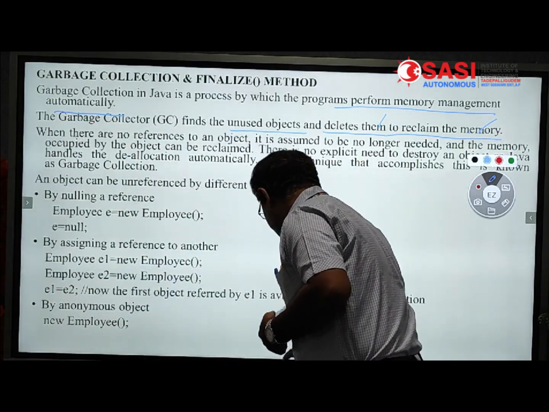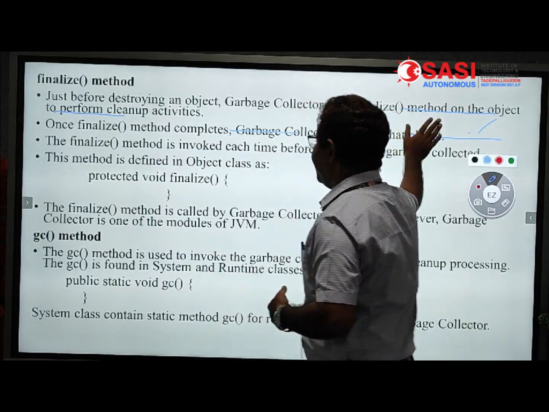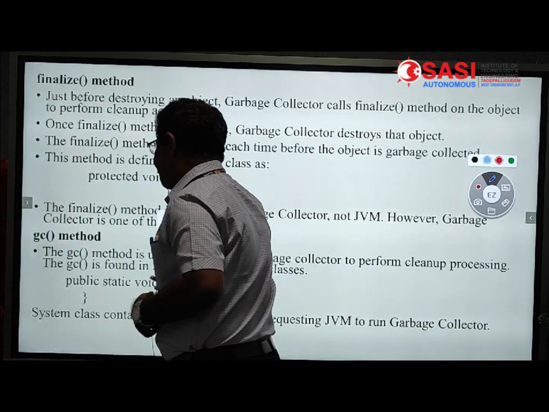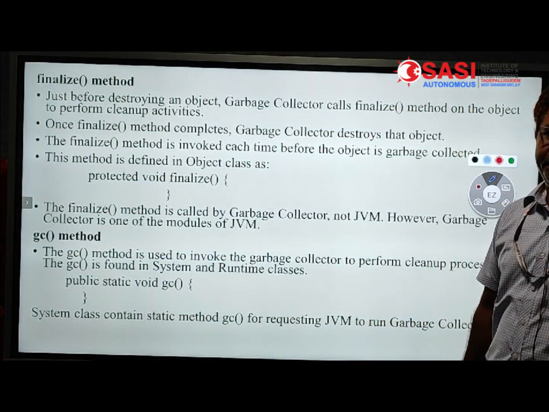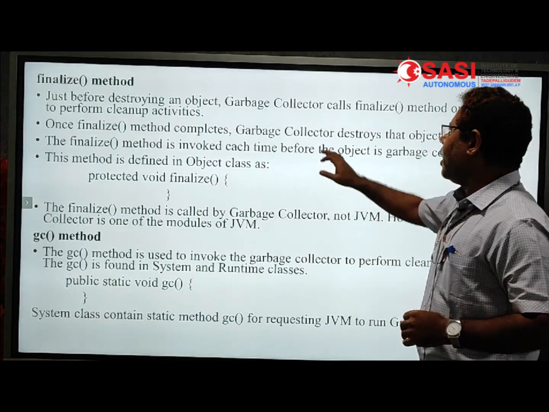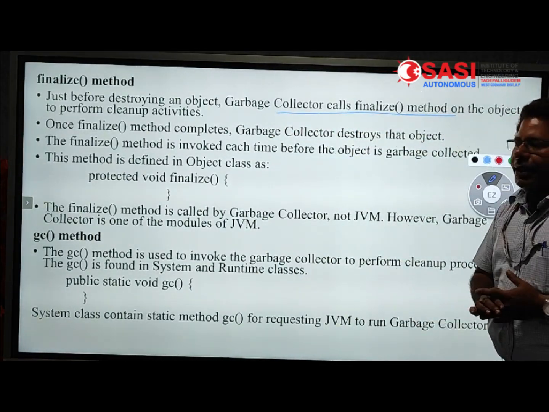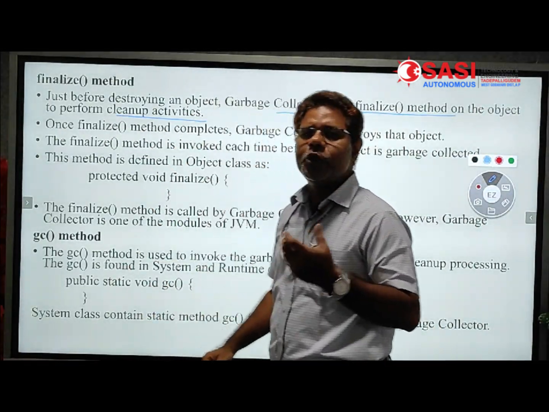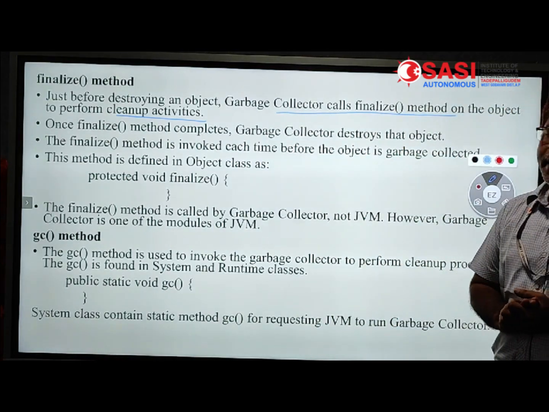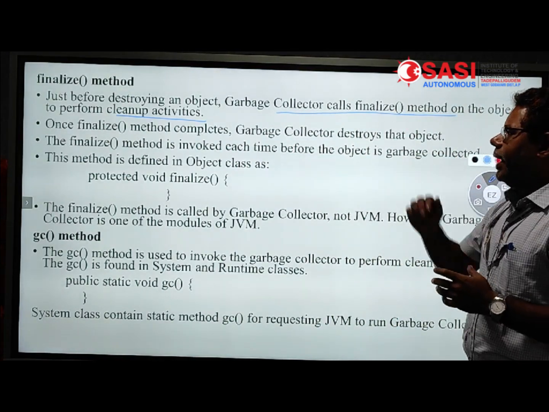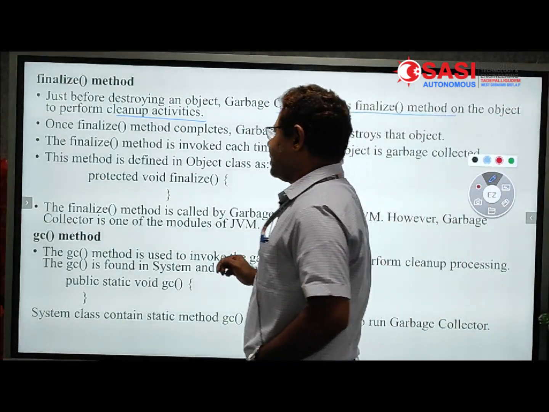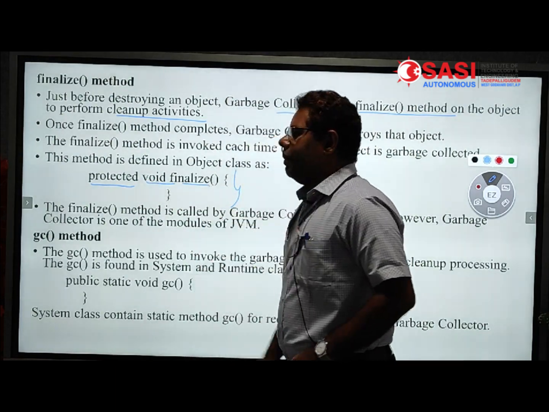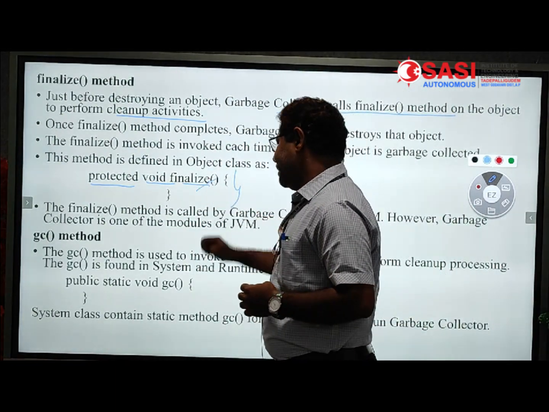For that, we have two methods. One is the finalize method and second one is the GC method. The finalize method's purpose is, before destroying the object, the garbage collector calls the finalize method to perform the cleanup activities. So before destroying any unused object, the garbage collector initially calls the finalize method. The syntax is protected void finalize. So we can write this method in this way.